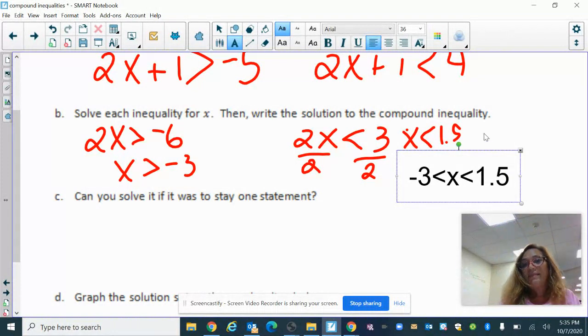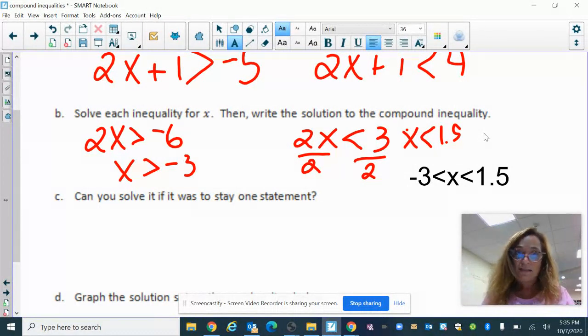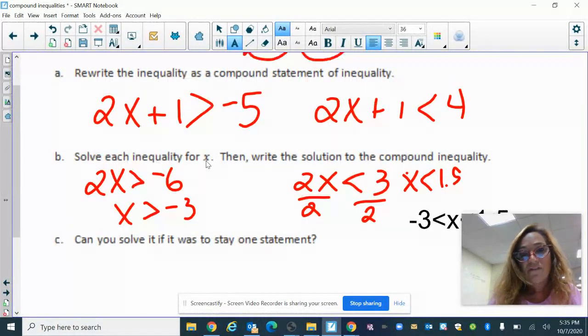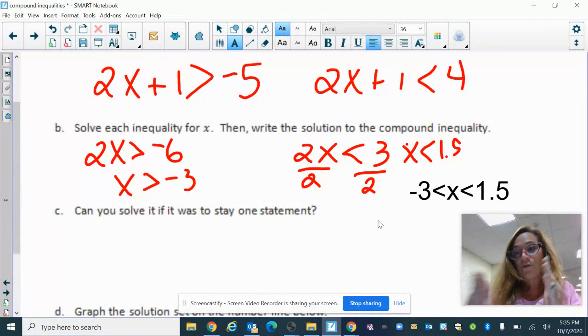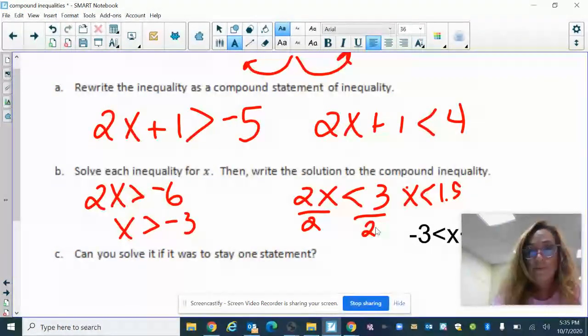When you write this compound inequality, it's always less than, less than. I mean, it could be less than or equal, but it's always less than, less than. So you always want to start with the smallest number. Okay? Can you solve it if it had stayed one statement? Yeah, of course you can. You just got to do things in 3 places. Like, you know how we always say, what you do to one side, you do to the other. There's going to be 3 sides. I mean, they're not really sides, but whatever.